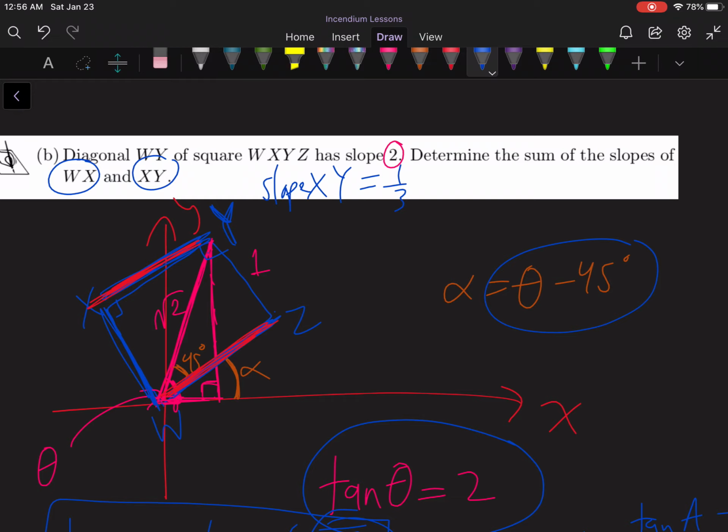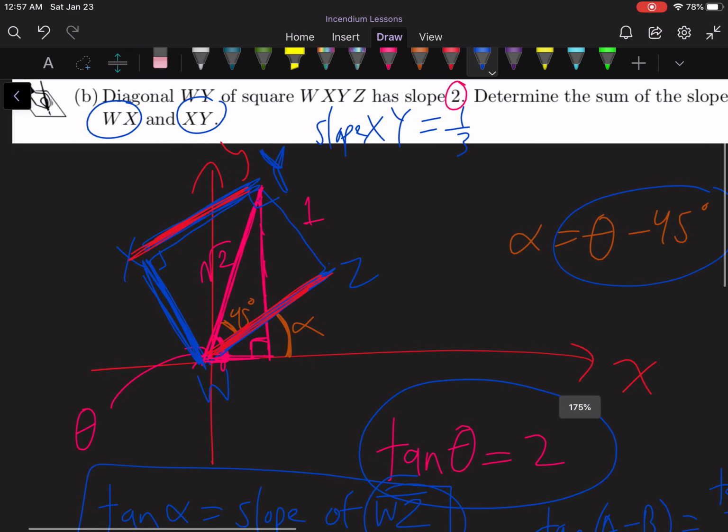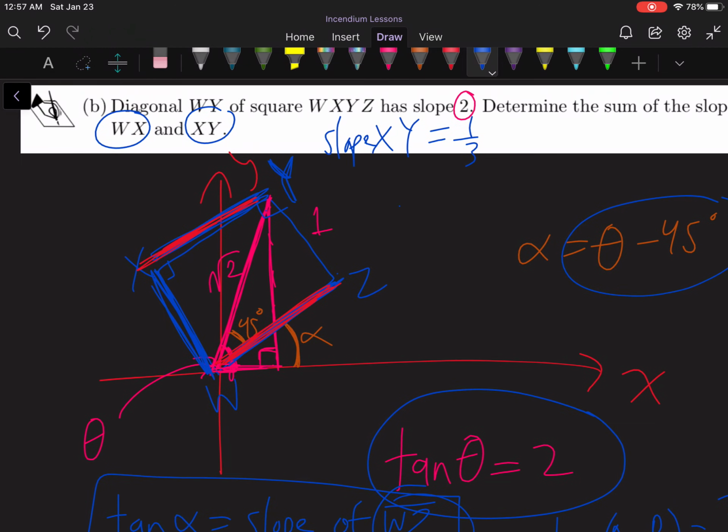Next, the other thing we need is the slope of WX. Now notice, one of the formulas that we went over at the very beginning of the video is that the slopes of two perpendicular lines are negative reciprocals of each other. And in a square, I'm just going to redraw it because it's getting way too messy now. In a square, this one is perpendicular to this one, so their slopes have to be negative reciprocals. The slope of this one is 1 over 3, and by this one, I'm talking about WZ.